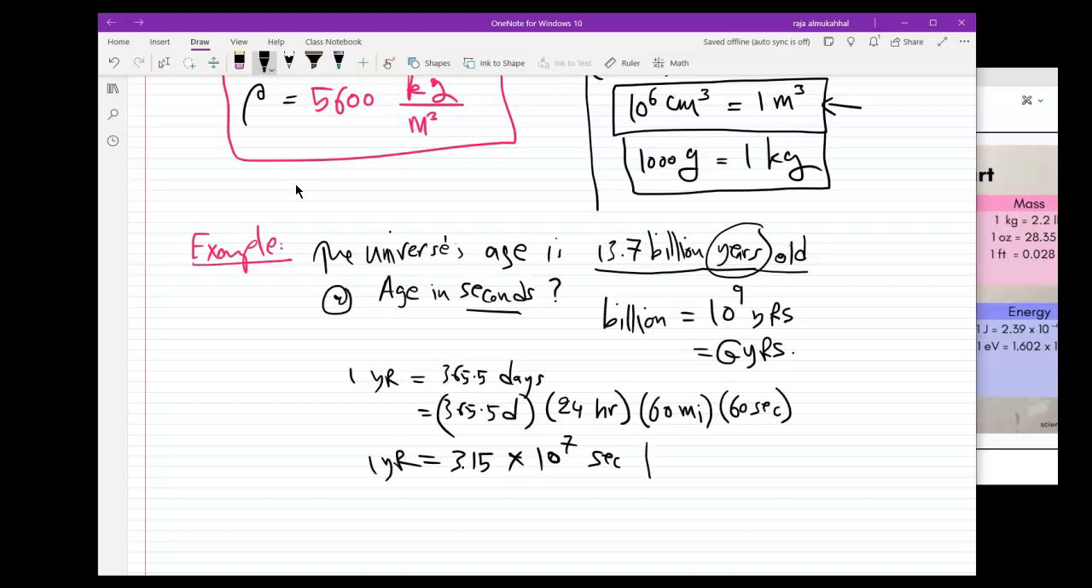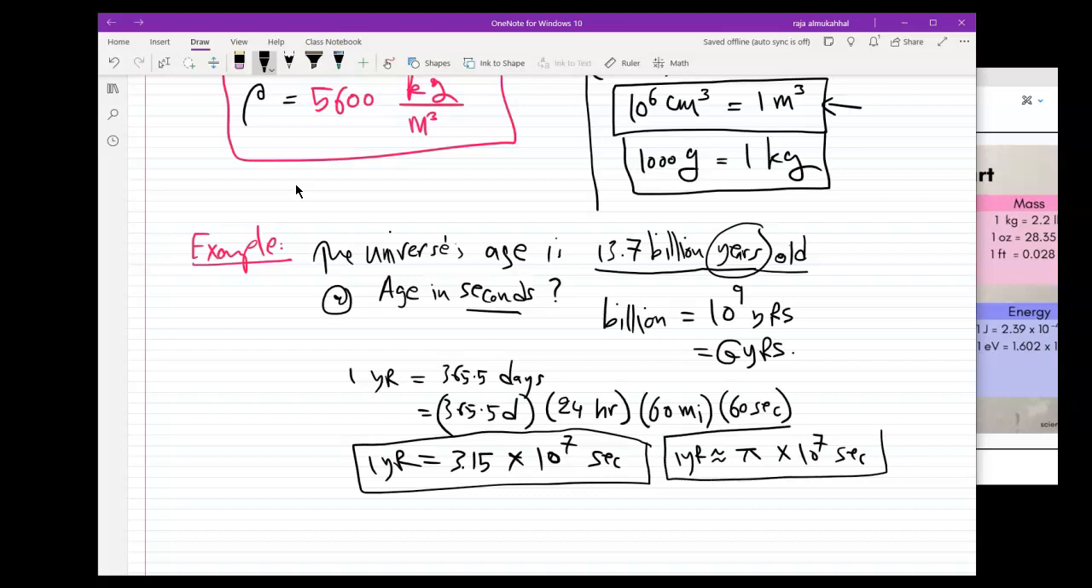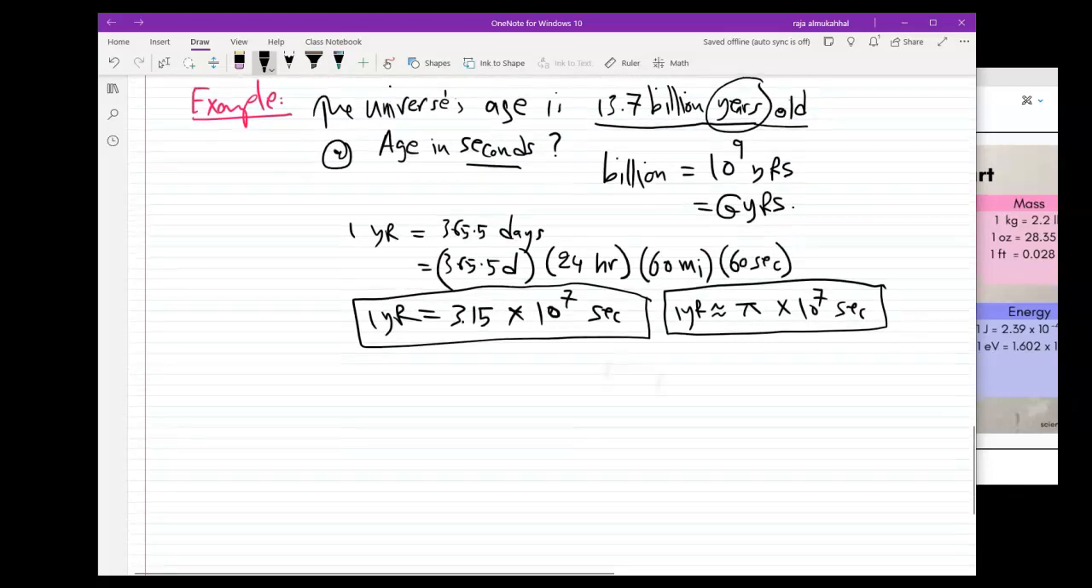And by the way, I've always memorized this number. Notice that the number 3.15 is roughly pi, the pi value, times 10 to the 7. 7 is kind of an easy number to remember. So that would be approximately 1 year, roughly. This is how I remember it: pi times 10 to the 7, if you want to memorize it. But anyway, so there we go. Here is the number of seconds for 1 year.